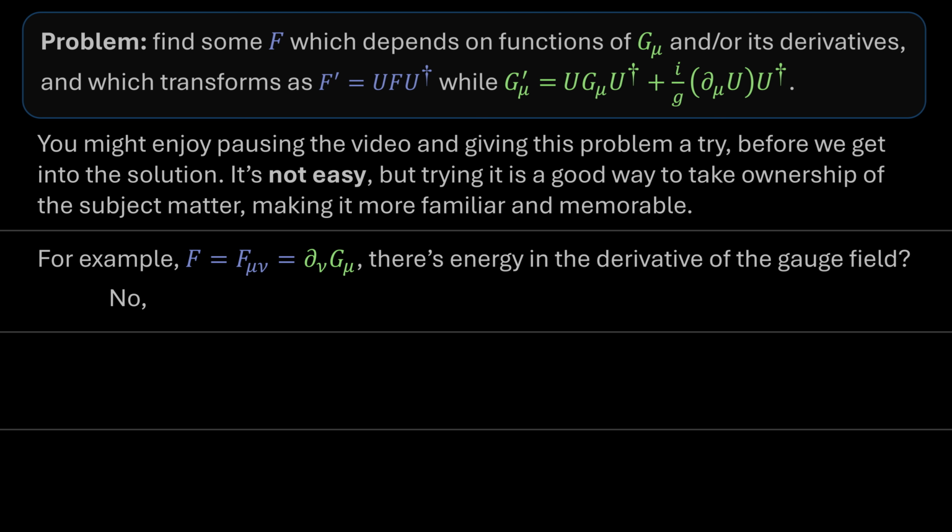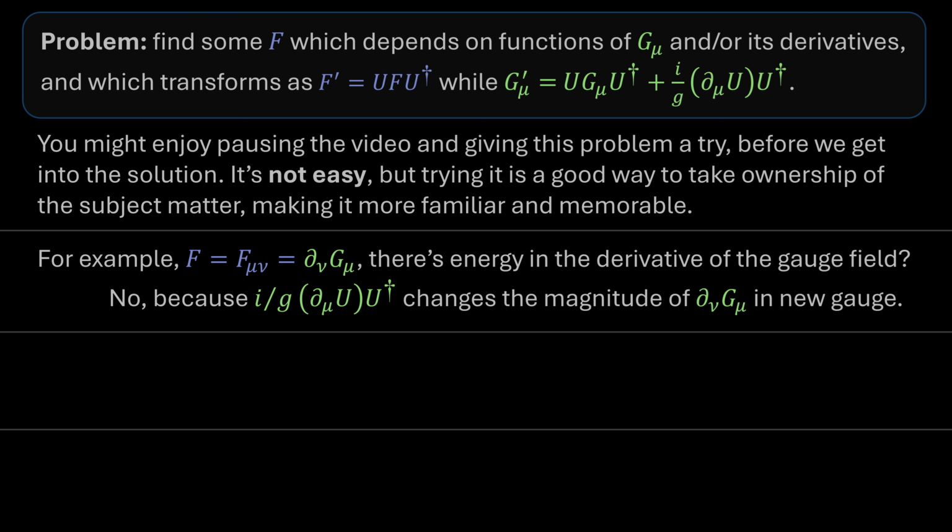Well, then you hop into a new gauge, and G mu prime is modified in accordance with the gauge transformation rule, but that derivative term, partial mu of U, depends on our SU3 matrix field U of x. And so the derivatives in our matrix transformation field are going to end up changing the value of G mu at different points in space and time, and so it's going to end up changing the magnitude of the derivative of G mu at different points in space and time.